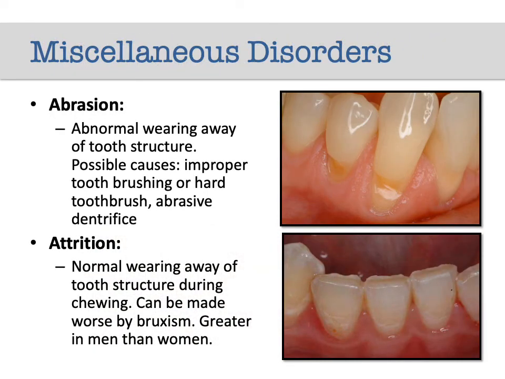Abrasion is abnormal wearing away of tooth structure. Possible causes are improper toothbrushing or hard toothbrushing, as well as an abrasive dentifrice, which can be a toothpaste. Attrition is normal wearing away of tooth structure during chewing, and it can be made worse by bruxism or grinding. Typically, attrition is greater in men than in women.